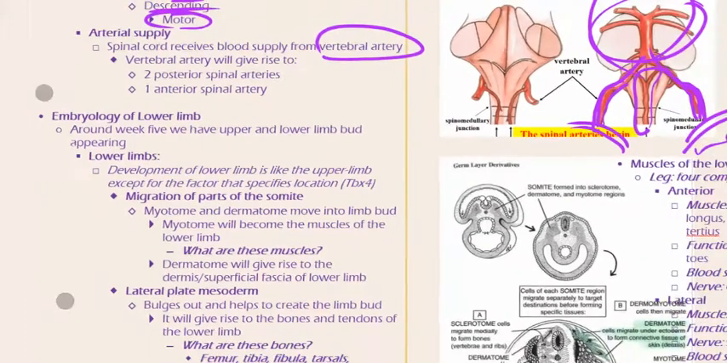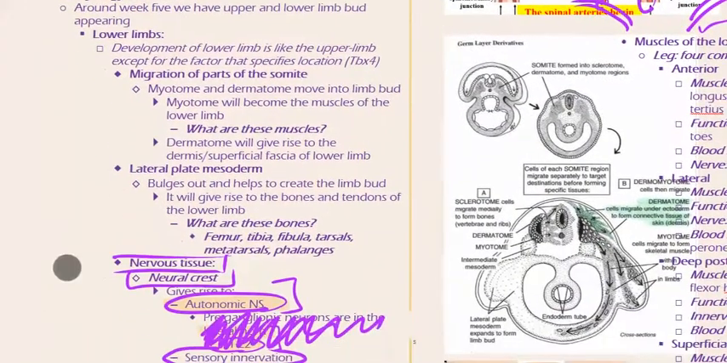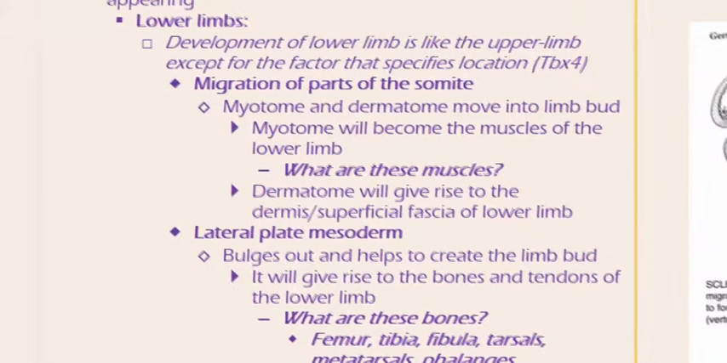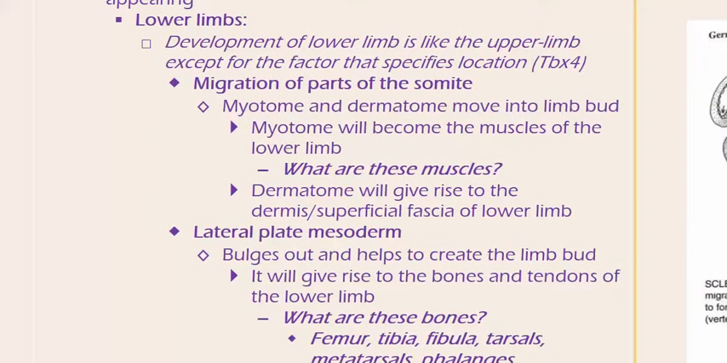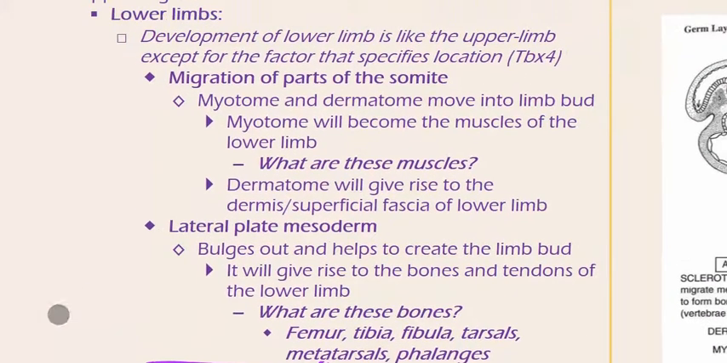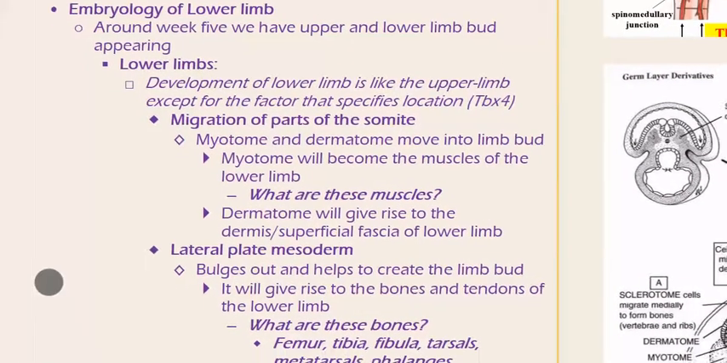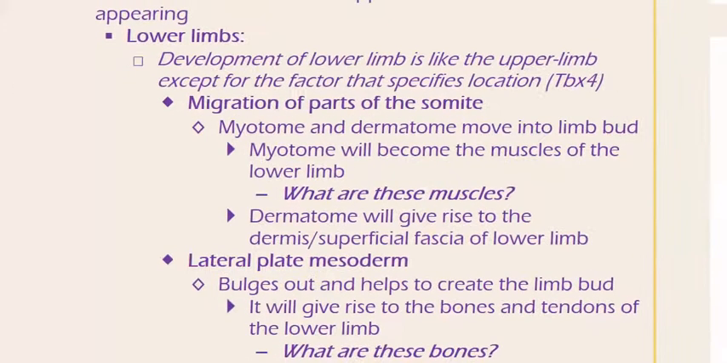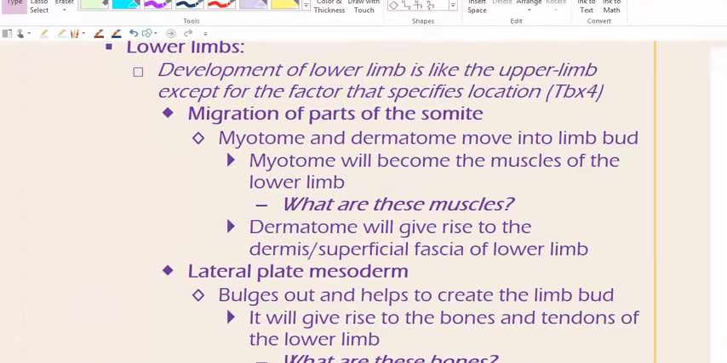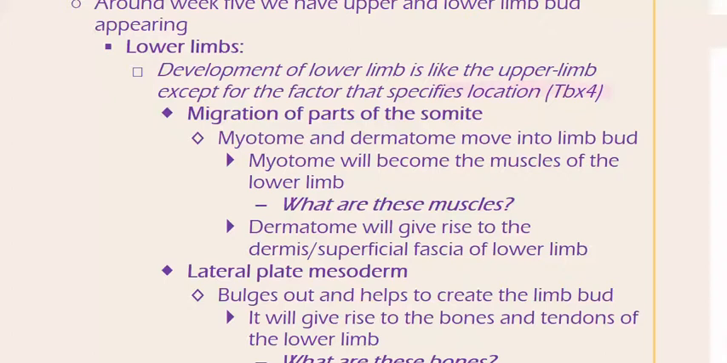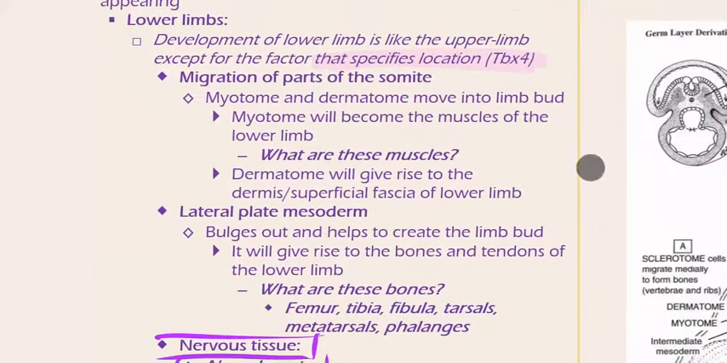All right. So you guys remember about the upper limb, right? You remember how the limb bud was formed for the upper limb? That's exactly right. So when we're considering the formation of the lower limb, it's the same concept, but the only difference is what specifies the location of the lower limb. Remember we had TBX5 specifying the location of the upper limb. So TBX4 is specifying the location of your lower limb. That's like the only major difference.